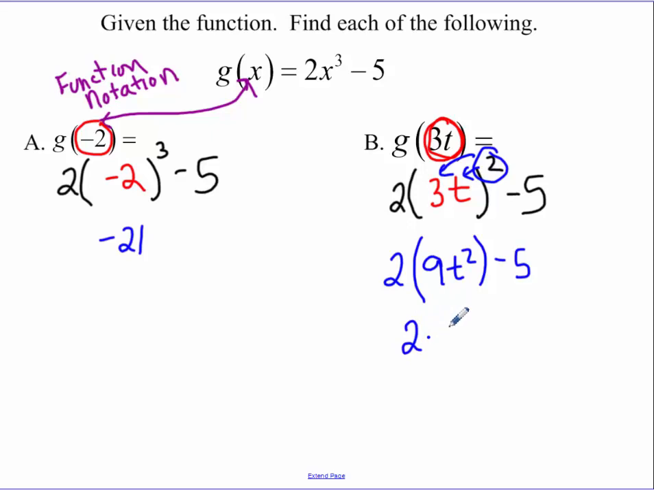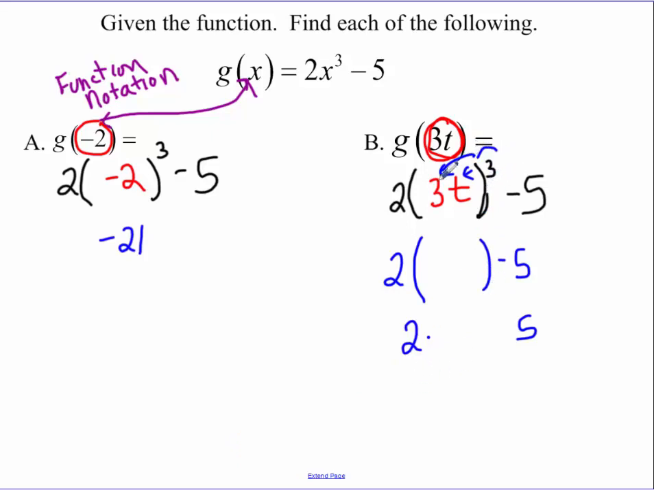2 times 9 times t squared minus 5. And I just realized I made a mistake. What was my mistake? That should have been a 3. So let me fix that for you guys. That's going to change what's in there. So I should have here third power. Okay, that's a little bit better.